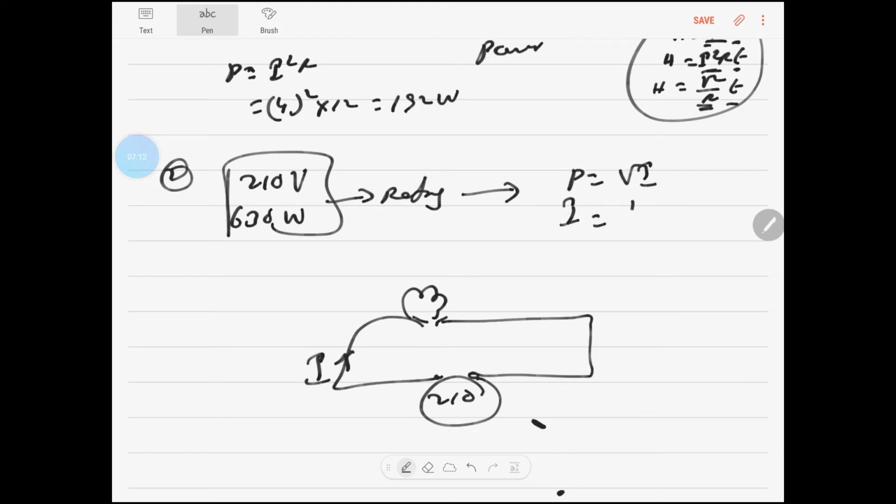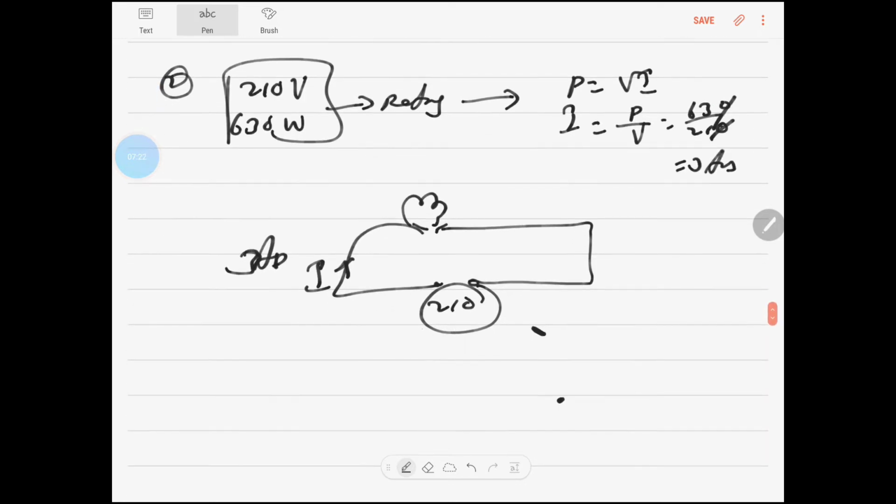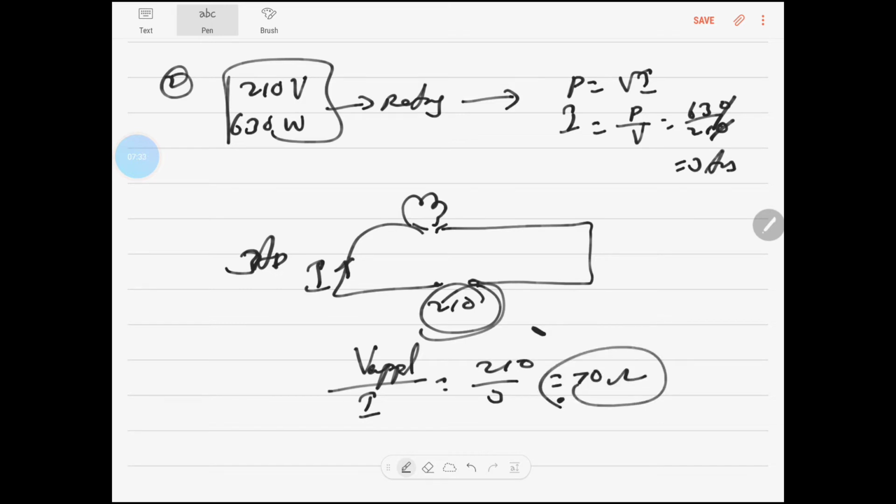So I is equal to P by V, which is 630 by 210, which is 3 amps. I know 3 amps is the current that's going to flow through the circuit, and applied voltage V divided by the current that's flowing through, which is 210 by 3, will give me 70 ohms, which will be the resistance. That's how you calculate the resistance.